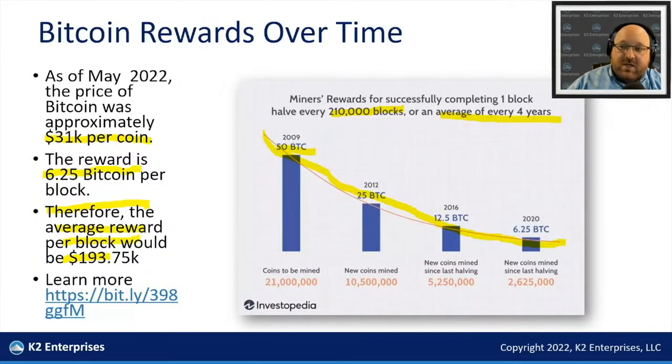But what you will need to know is that the difficulty of this will just continue to get harder and harder and harder. As more and more people use it, there's more and more miners, supply and demand type thing here. Demand goes up, supply goes down. So it's going to become more difficult to earn that Bitcoin.